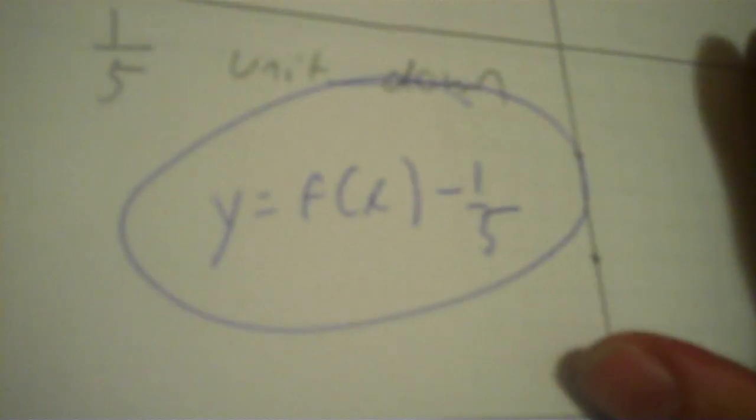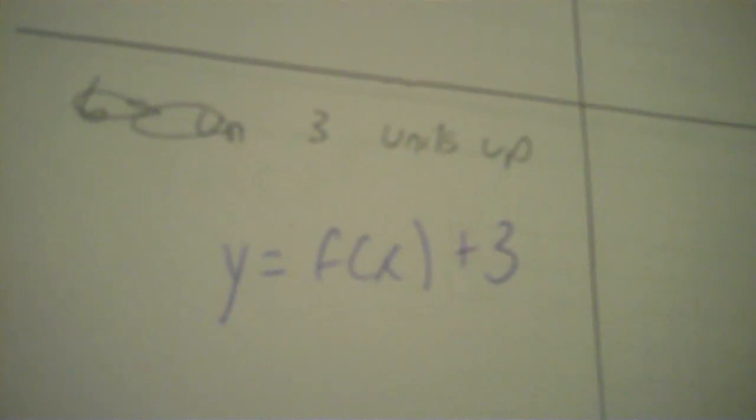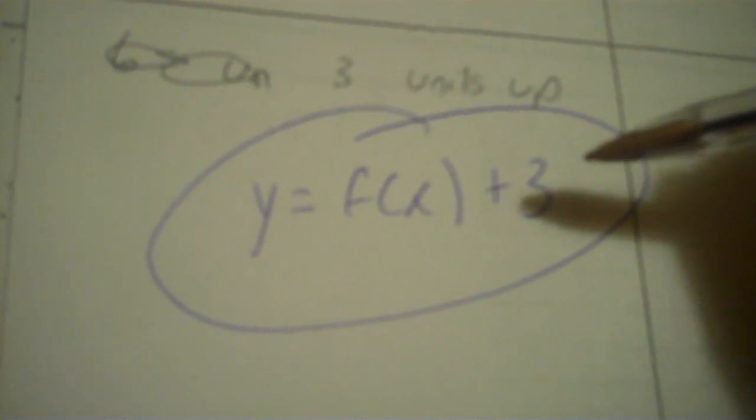That's the answer. And you add to the function if it's up. Write the whole thing, don't be lazy. Okay. Y equals f parentheses x minus 6. Now what do you do if it's left, right? Well, we're going to get into that. Okay. But for now, that's just vertical translations.